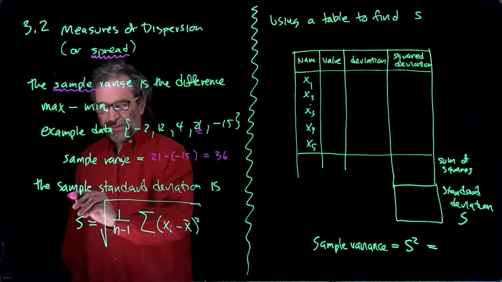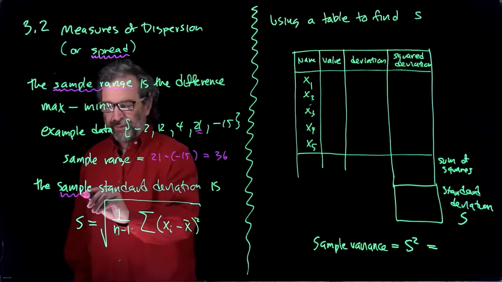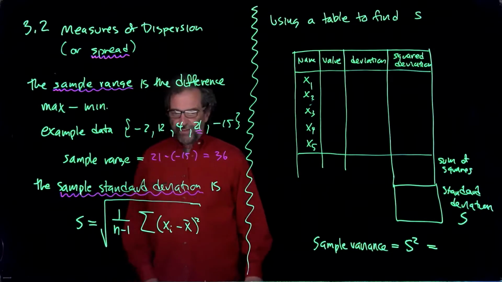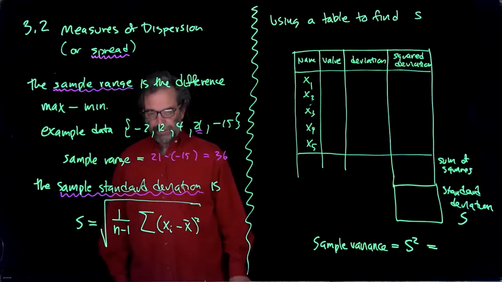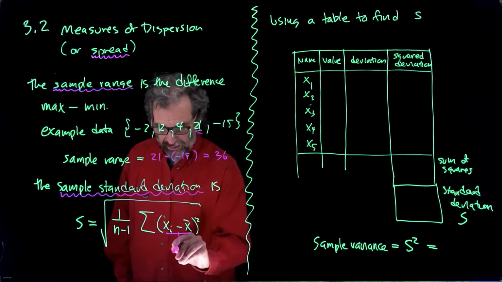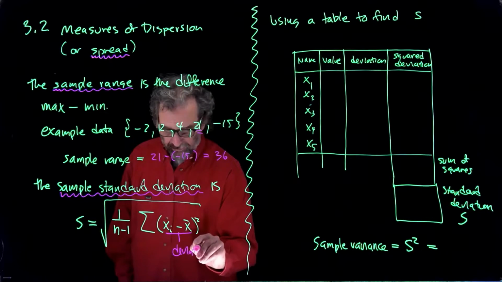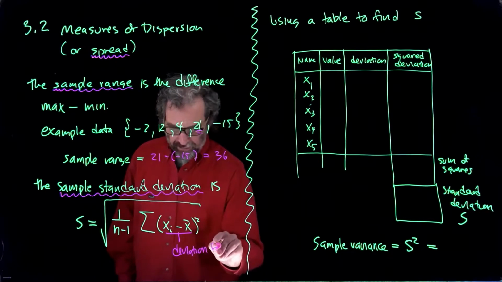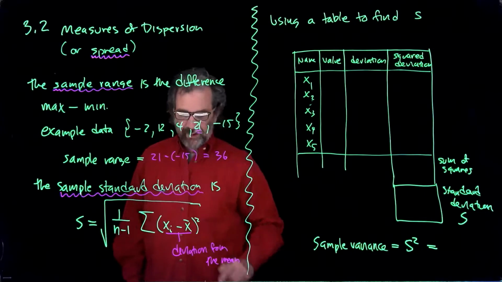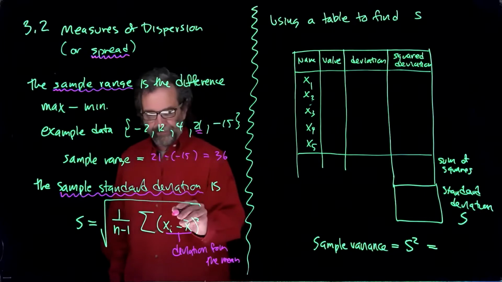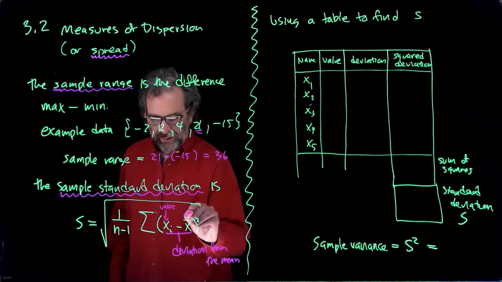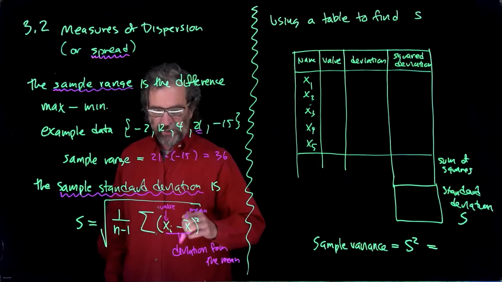Another calculation, which is a little more complicated to do, is called the sample standard deviation. So the standard deviation involves a number of steps. First we compute the deviation from the mean. So that's the distance from the mean. Take the value minus the mean. That gives you the deviation from the mean.